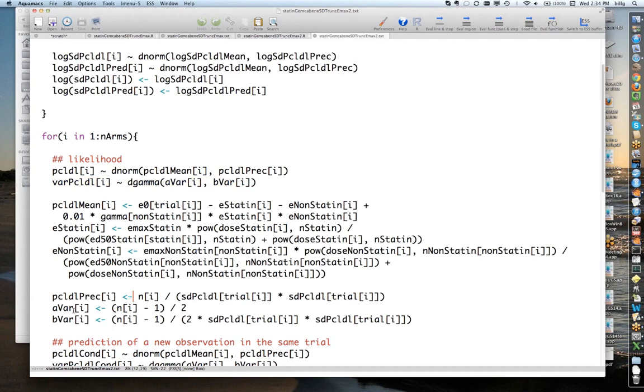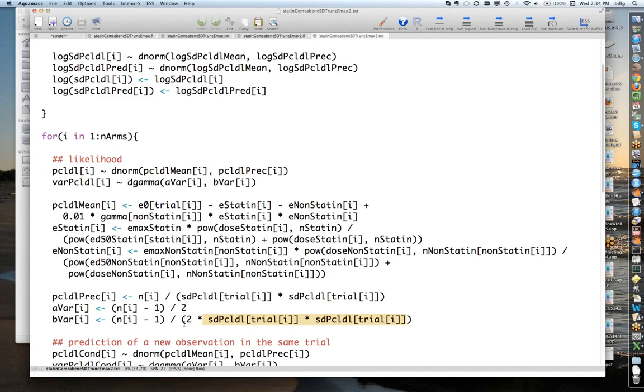Down here where we calculate those two parameters, the A-var and the B-var, it looks a little bit different because of the way I've parameterized our residual variation. Now I've parameterized it in terms of the standard deviation rather than the precision. So you can see I've got n minus 1 divided by 2 times sigma squared here. This SDPCLDL is equivalent to the sigma in the equation on the slides. So that takes care of that.